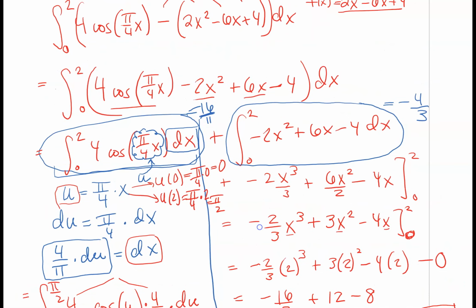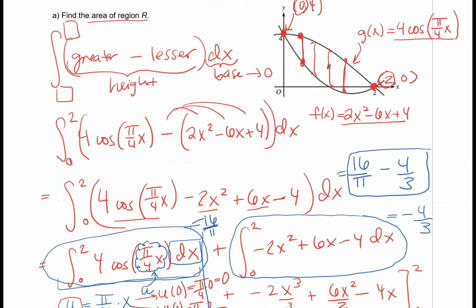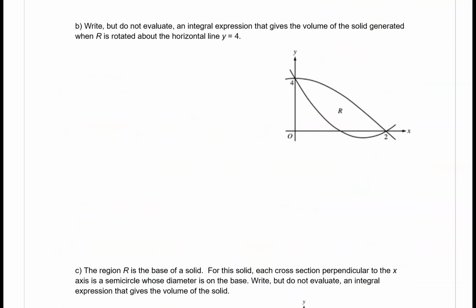So coming back to my area integral, which was the integral of the cosine function minus the quadratic function, it ends up equaling 16 over pi minus 4 over 3. That would be our value for the area bounded by these curves, the area of this region here. So now in part B, it wants us to find the volume of a solid of revolution that's generated by revolving the same region R over the horizontal line y equals 4.